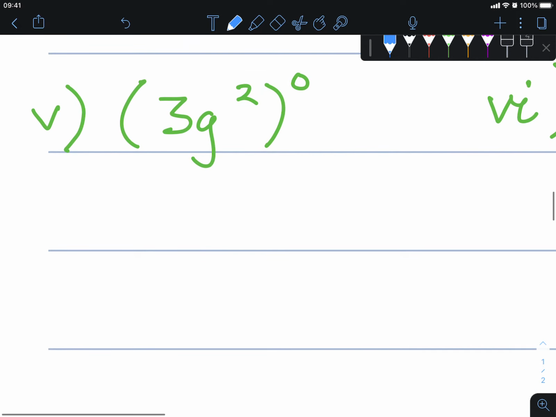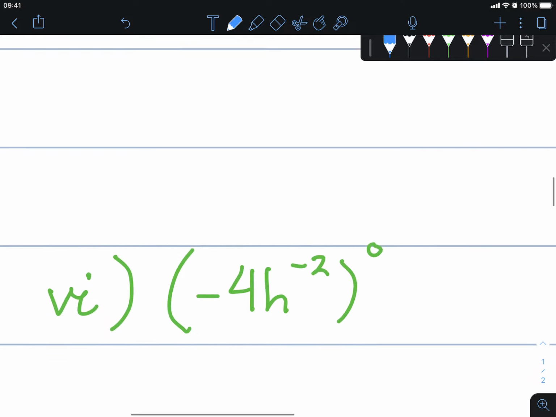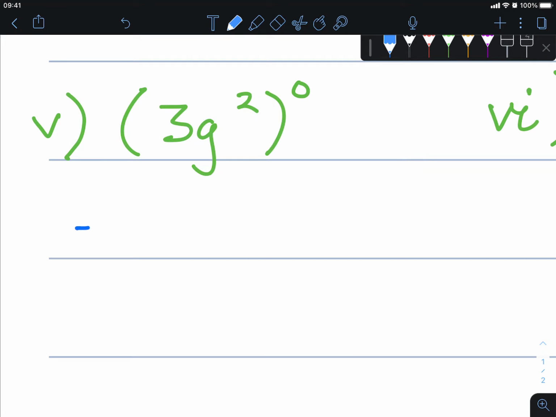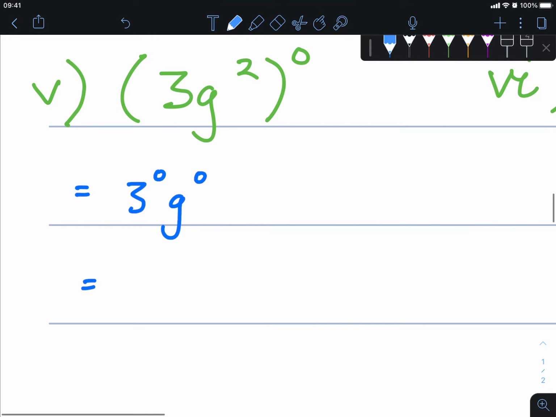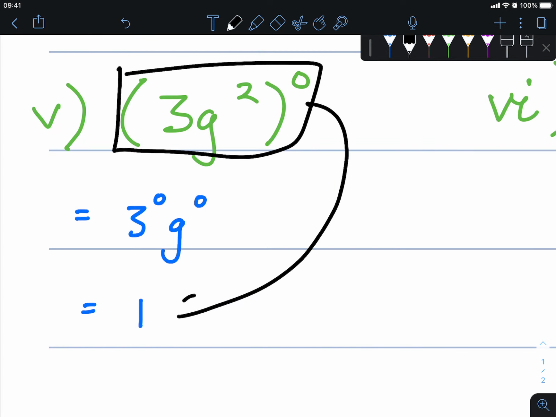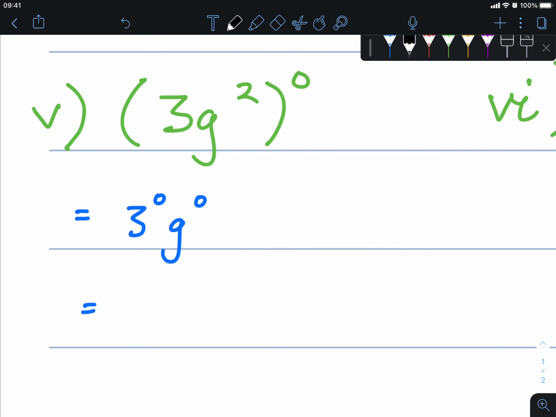When we have a power on the outside, what's really happening is that we're applying this index to every single component in the bracket. So we could write this as 3 to the power of 0, g to the power of 2 times 0, which we know 2 times 0 is 0. And this just becomes 1 times 1, which is 1. Alternatively, you could just skip from the beginning all the way to the end without having to write out this expansion here.